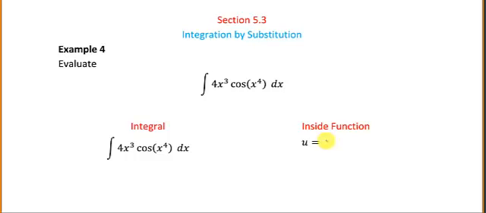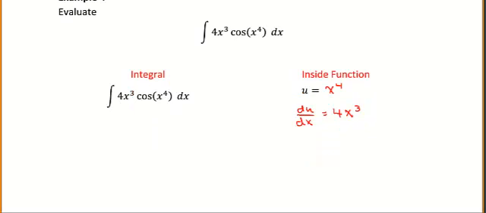So let's let u be x to the fourth, and so then du, the derivative of u with respect to x, is equal to 4x to the third. And then remember, we could treat this as though it was sort of an algebraic fraction. Multiply both sides by dx, and we'd have du is equal to 4x to the third dx. And then dx would be equal to du over 4x to the third.